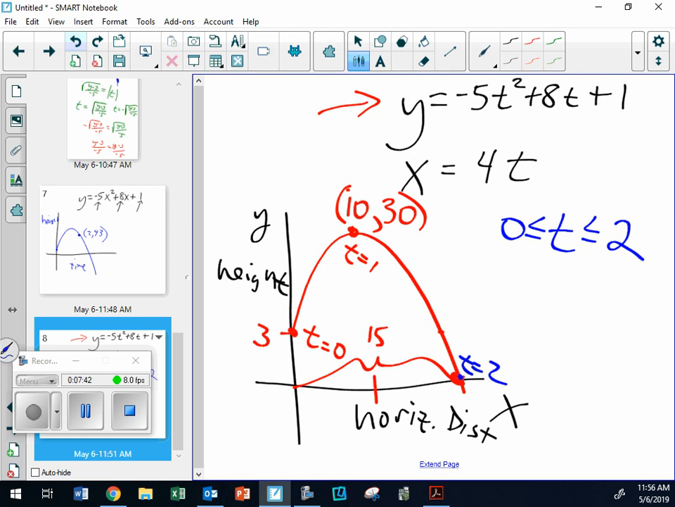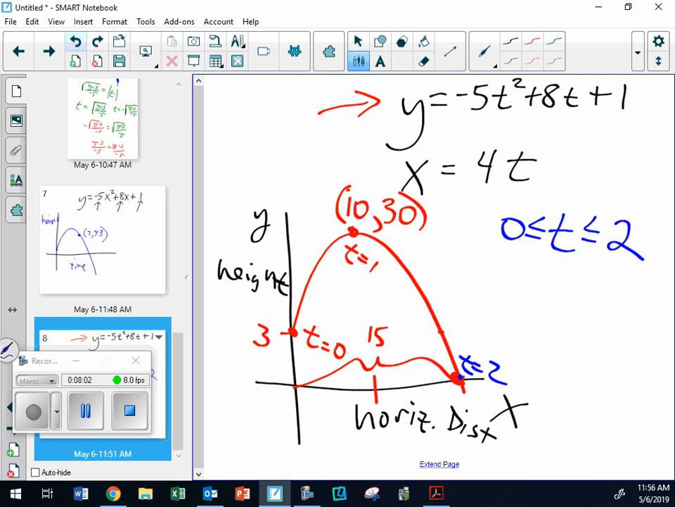Yes, sir. That's a good question. How could we model it where the ball could come back towards us? That actually works in parametrics, and I'm excited to show you that. So, any more questions about this one, the way this one happened? Got more information than last time.